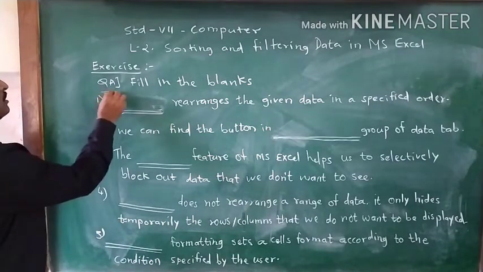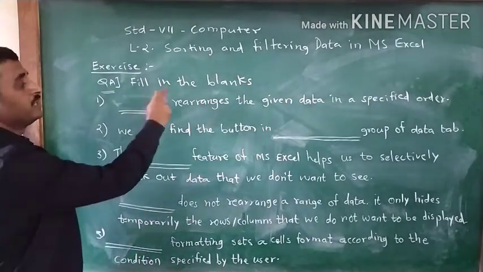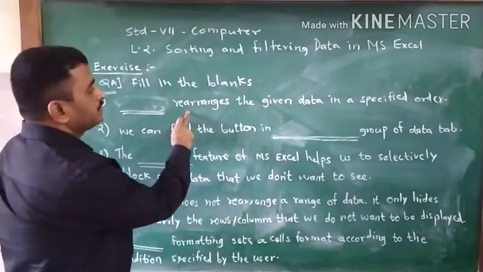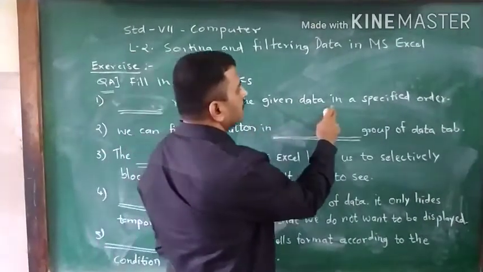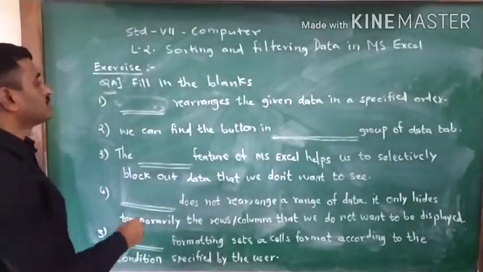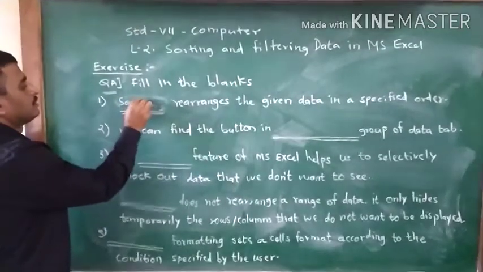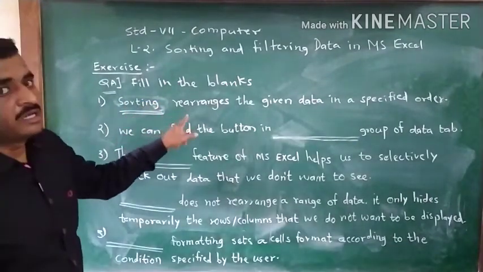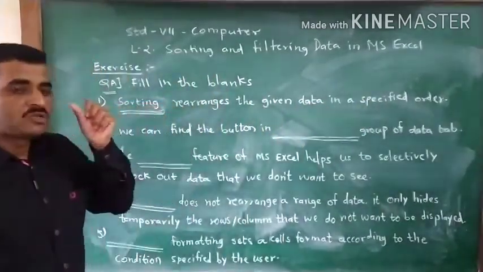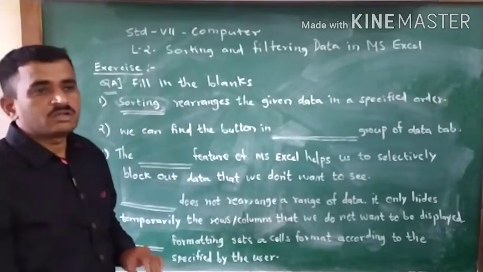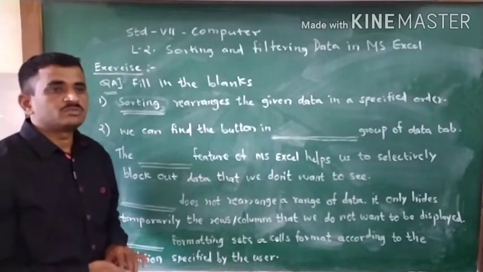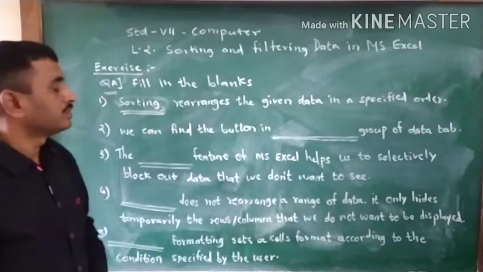Question number 1 is fill in the blanks. First fill in the blank is: dash rearranges the given data in a specified order. That answer is sorting. Sorting rearranges the data in a specified order. It means sorting can arrange the data in ascending order or descending order, which is selected by the user. User means who is seated in front of the computer.